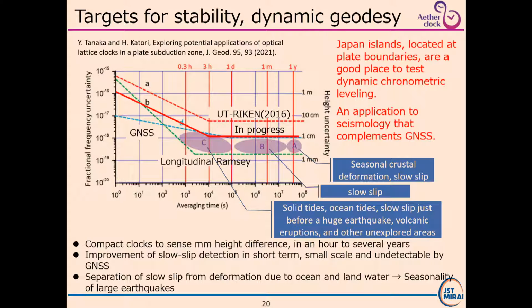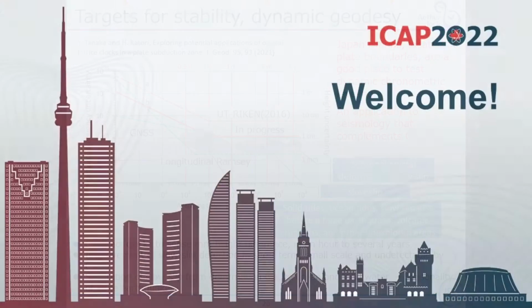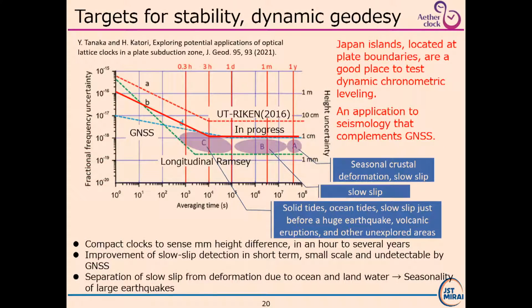So we are exploring the potential applications of optical lattice clocks in a plate subduction zone, namely Japan. The Japan Islands are located at the plate boundaries, and we are suffering from big earthquakes and volcanic eruptions, etc. But from another point of view, it is a good place to test dynamic chronometric leveling.